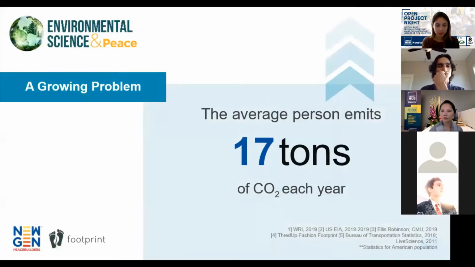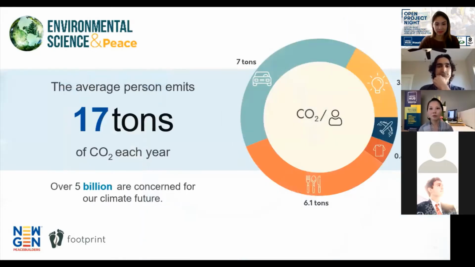And then, just as background, I'm sure you all are familiar with climate change, but one of the big things that we try to focus on is the individual impact that we have. The average person emits around 17 tons of CO2 each year. Even though we have close to 8 billion people in the world now, the percentage that are really concerned about climate change is very high, right? So there's over 5 billion people who are concerned about our climate future.